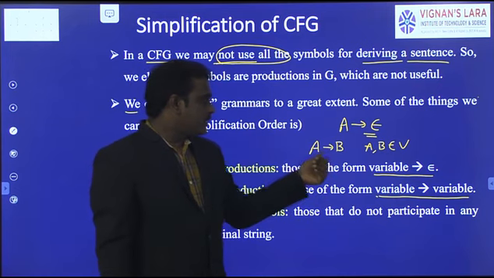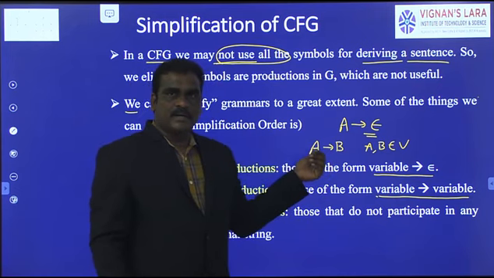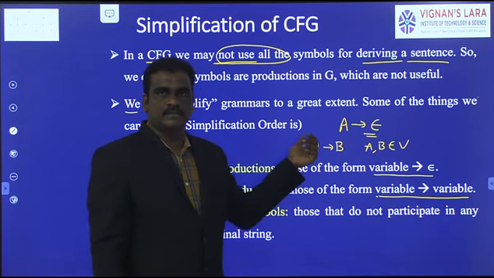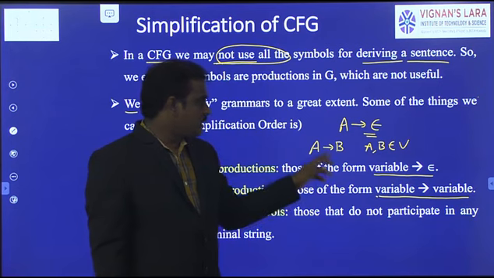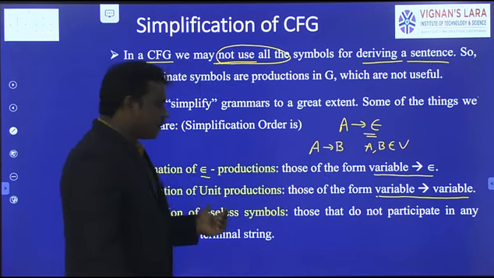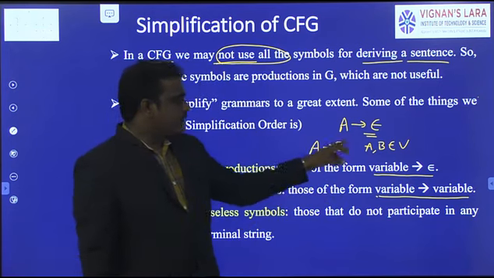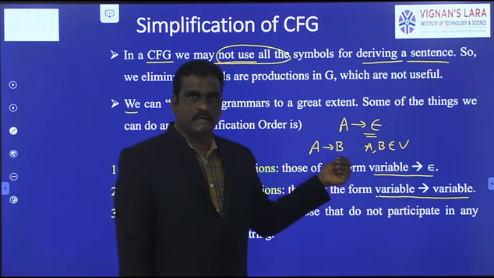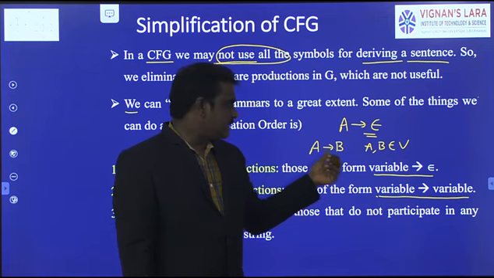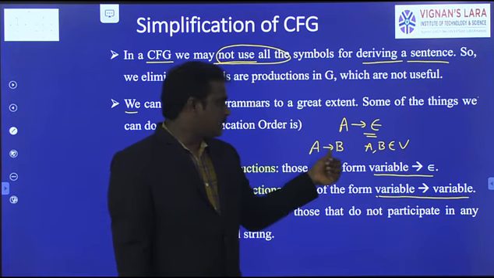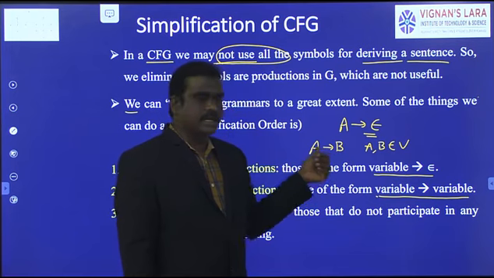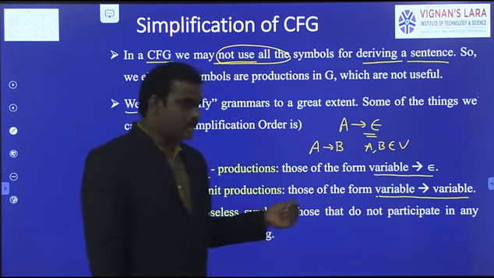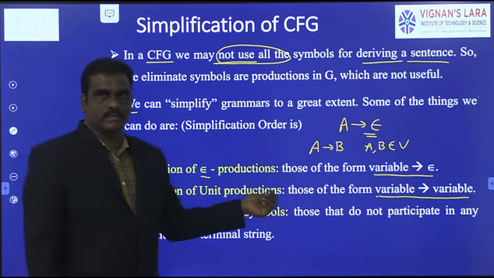Obviously in a context-free grammar, the left hand side of a production is a variable, and its length is 1 only. Now a unit production means the right hand side also contains a single non-terminal symbol. So the production is like this, A to B. The left hand side and right hand side each contain a single non-terminal symbol. This type of production we call a unit production.